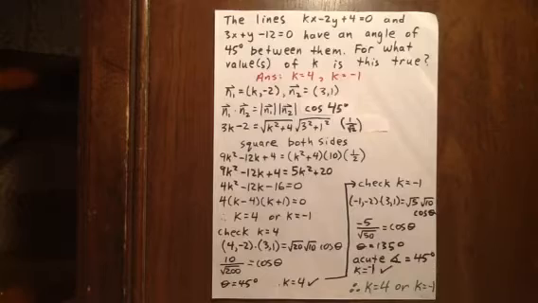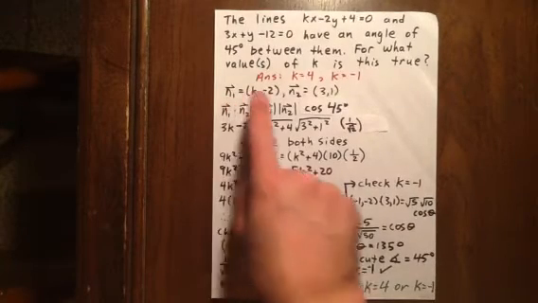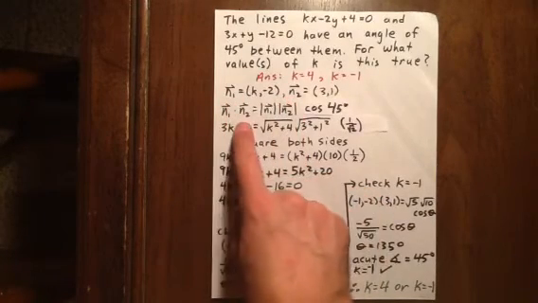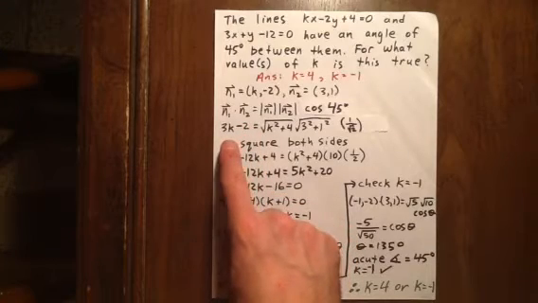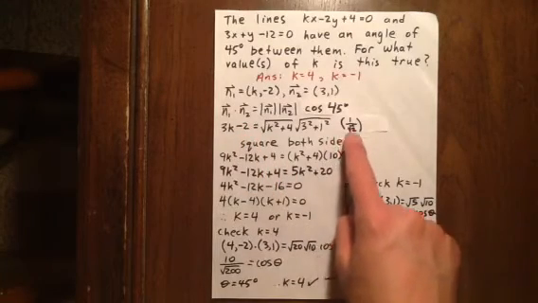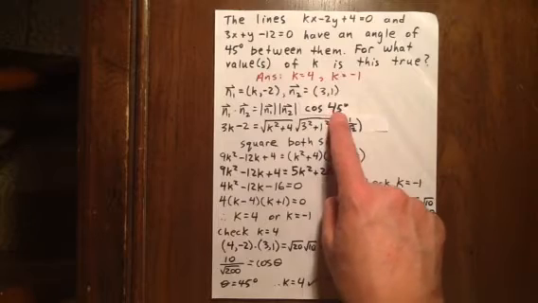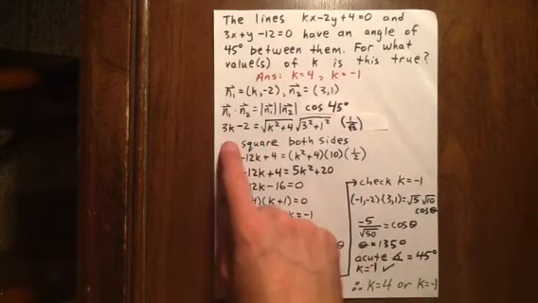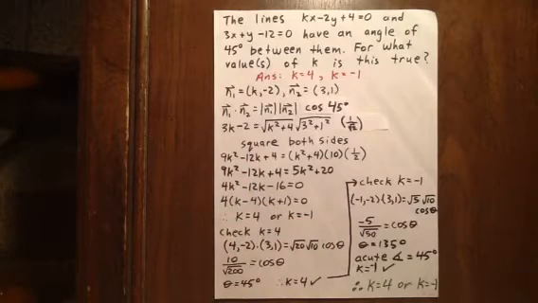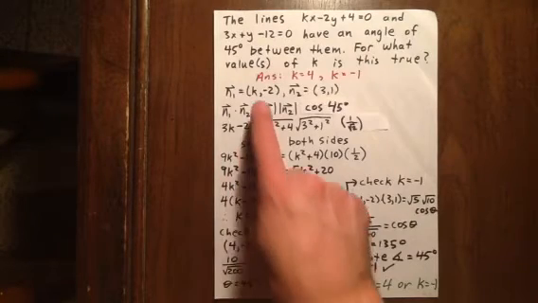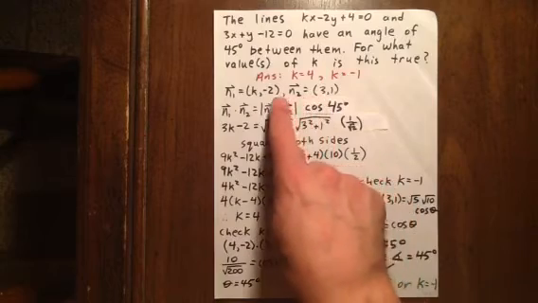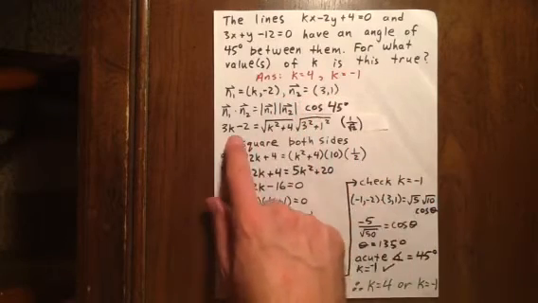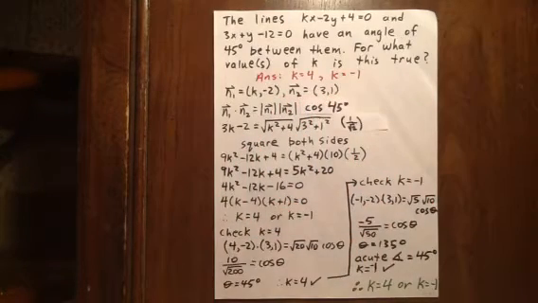We're also told that there's an angle of 45 degrees between them, and this is a dot product opportunity. If we dot the two normals, we can use the dot product formula to introduce the angle between them and then hopefully solve for k. On the left-hand side of the dot product formula, we're going to use the component method: k times 3 plus negative 2 times 1, in other words, 3k minus 2.